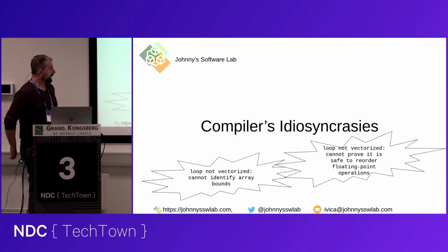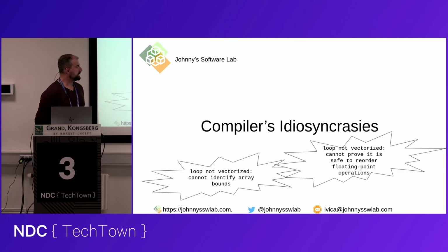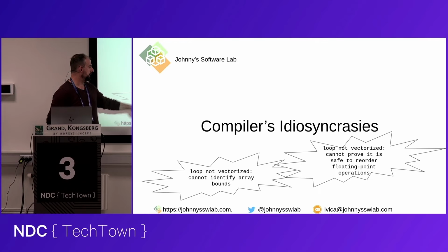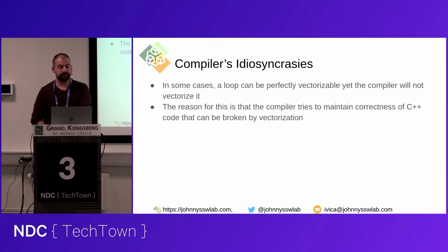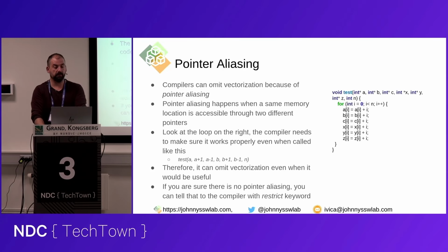The next thing is compilers' own idiosyncrasies, their own weird behaviors. It will say things like "loop not vectorized: cannot identify array bounds," or "loop not vectorized: cannot prove it is safe to reorder floating point operations." What is this about? In some cases you look at the loop and it's perfectly vectorizable, and you're mad at the compiler: why are you not doing this? The reason is that the compiler tries to maintain C++ correctness. It needs to ensure correctness first and speed after that, and then it can simply omit vectorization completely.